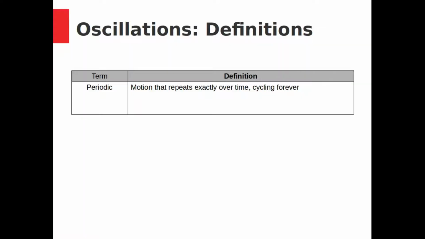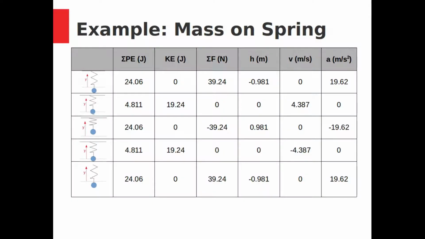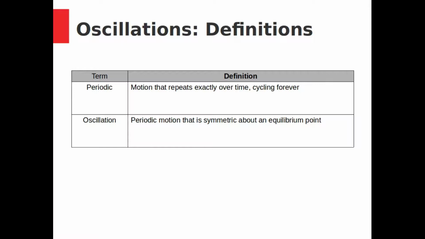We need to introduce some new terminology to describe this motion. First, the motion repeats regularly and exactly the same each time, so we say the motion is periodic. And the motion is always symmetric about the equilibrium point. As we saw, the object reaches a maximum displacement of 0.981 meters on either side. Periodic motion that is symmetric around an equilibrium point is called an oscillation.